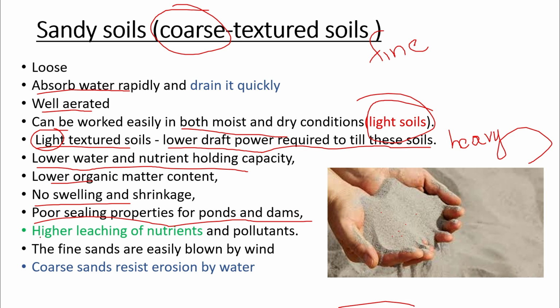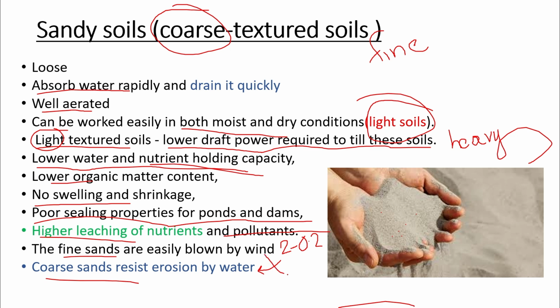Okay, then high leaching of nutrients. That's why it has low nutrient holding capacity. And pollutants also leach very fast through the soil. Then fine sand is easily blown by the wind, and coarse sand resists erosion by water. So according to ISSS classification, there are fine sand and coarse sand. What is the diameter of coarse sand? It is 2 to 0.2 millimeter.